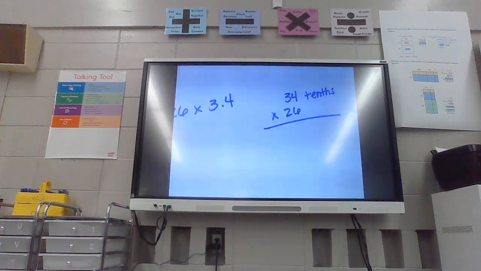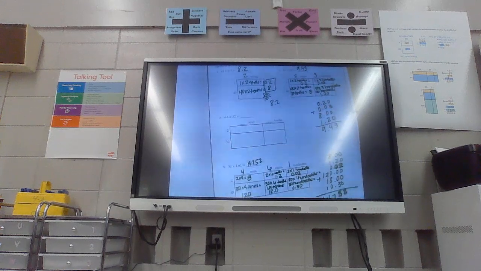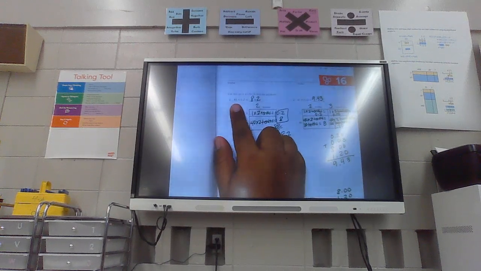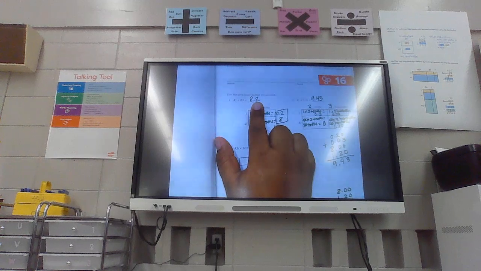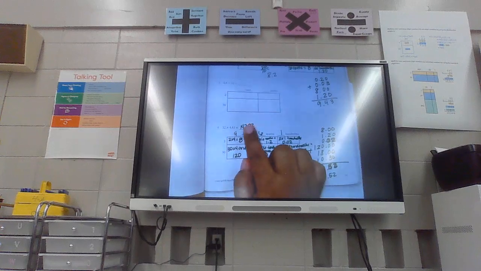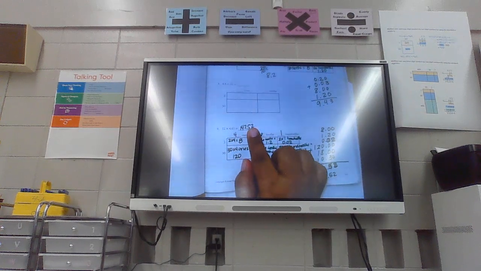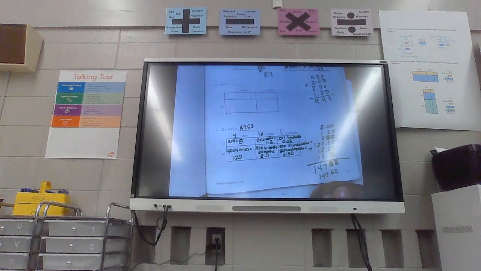So let's take a pause for a second. Let's look at each one of these answers that we just talked about, right? In these problems, how many digits were behind decimals in this problem? 1. And how many digits are behind the decimal in my product? 1. What about this one? 2 and 2. What about this one? 2 and 2. Now when we get to multiplying decimals by decimals, you're going to have to count all the digits that are behind the decimal. And make sure that your product also has the same number combined behind the decimal.